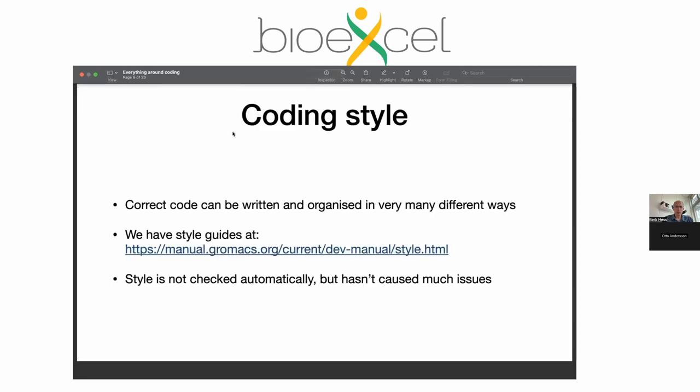So then, on coding style, correct code can be written in very many different ways. So we have some style guides, which are available in the manual. This is not checked automatically, but it hasn't caused many issues. I think we can accept code without this being much of a problem. There are some things about camel case and such rules, but nothing very strict. Usually if people look at other code, they'll find out how to write things. So that works quite okay.